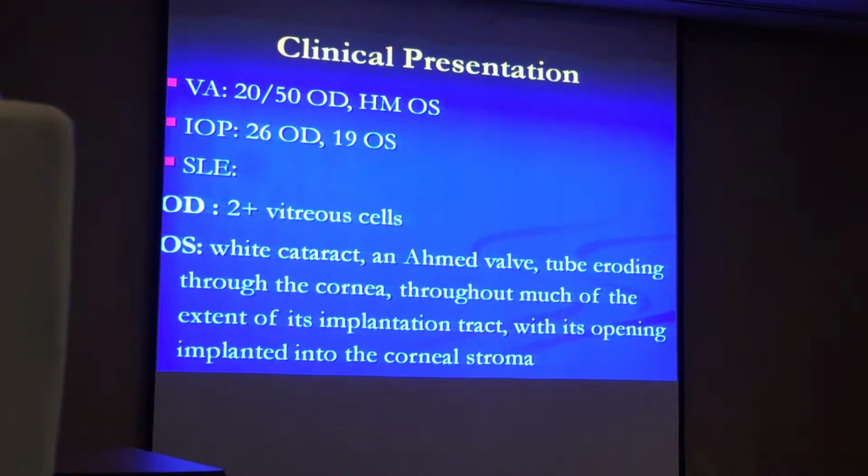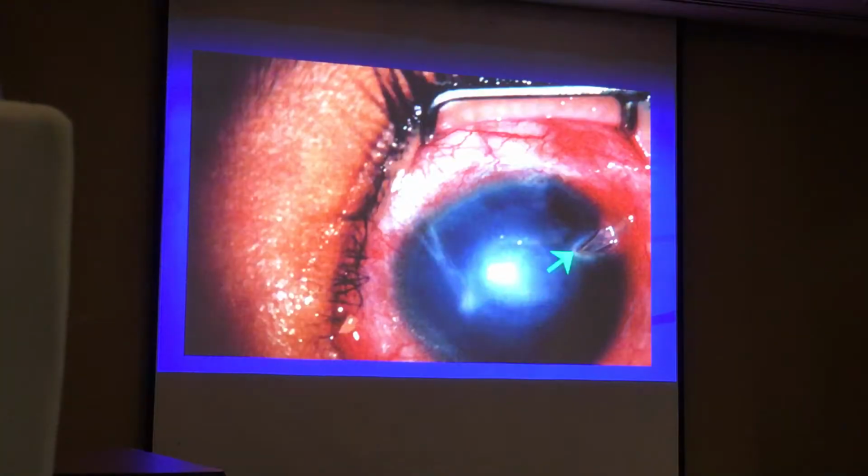So let's go back, right? Vision is right now hand motion. Pressure is 19, we don't know yet. Some vitreous cell in this aspect. So what should we do here? This is sometimes what you decide, because sometimes people will just say this is an eye that probably is not salvageable at this moment.